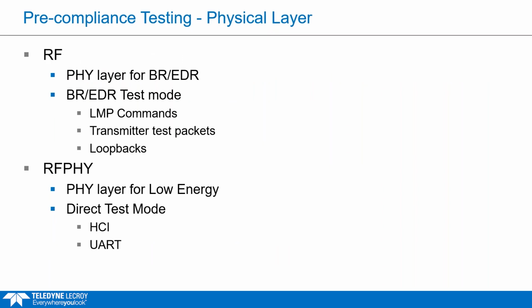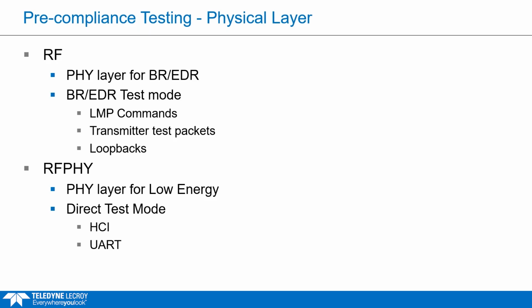So that's covering that, and we'll delve a little deeper now into some of the pre-compliance testing of the different layers. Starting with the physical, or RF PHY layer, this is for Bluetooth of two types. The first has a test suite designation of RF. This is the PHY layer for BR and EDR, and it uses the BR-EDR test mode. This test mode supports testing of the Bluetooth transmitter and receiver. It includes transmitter test packets, which are packets with constant bit patterns.